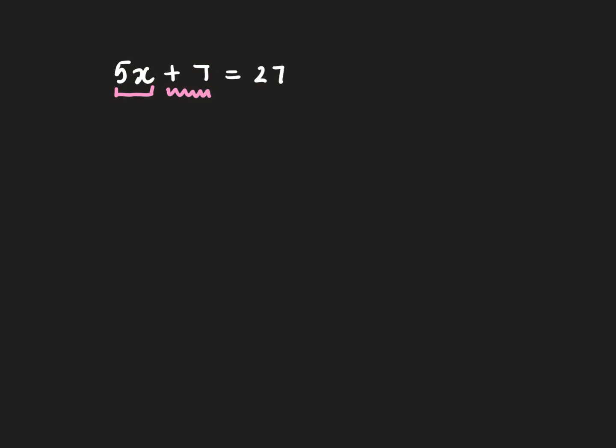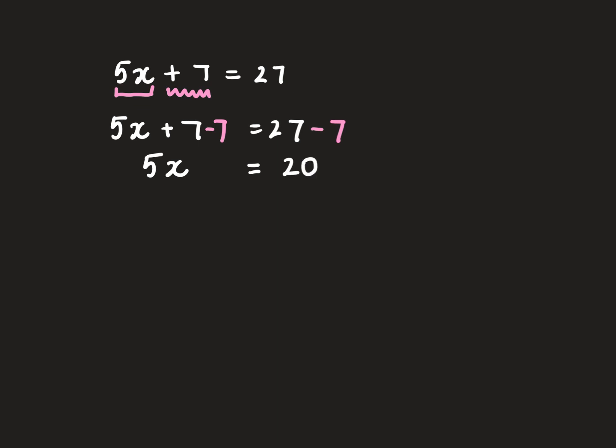How do I get rid of a plus 7? Well, what I'm going to do is take 7 away. Now, to take 7 away, I need to take 7 away from both sides. See that there? It's still balanced because I've taken the 7 from both sides. So 5x + 7 - 7, well, the 7 minus 7 makes it go away, and I've just got left 5x. 27 - 7 is 20.